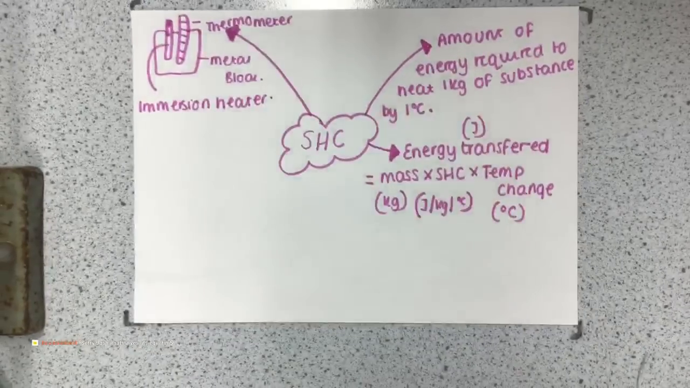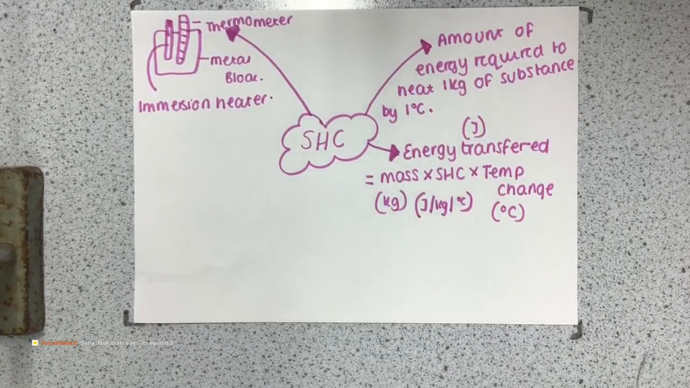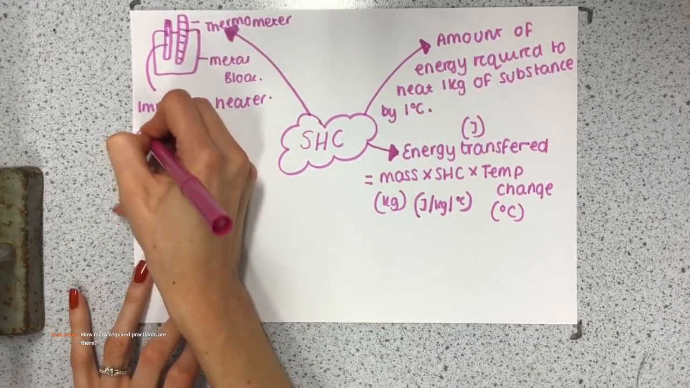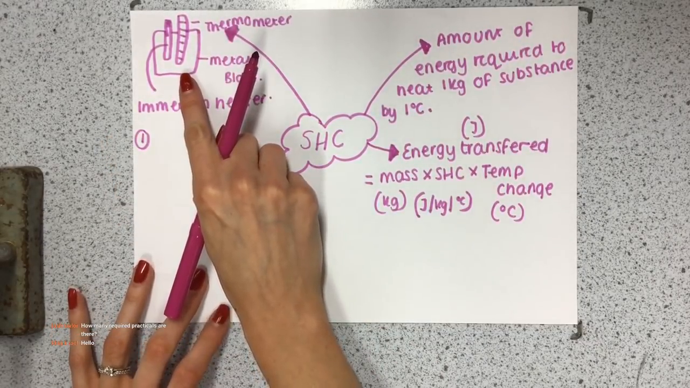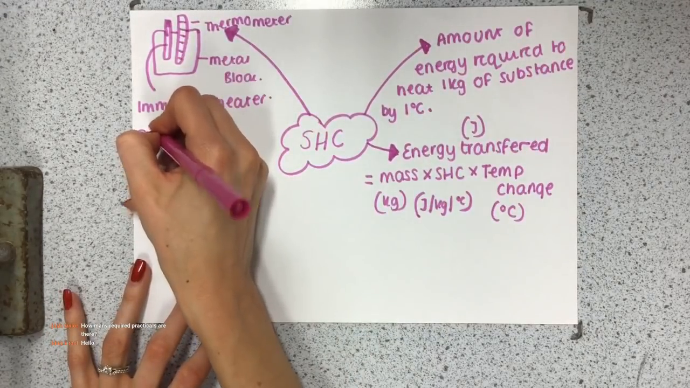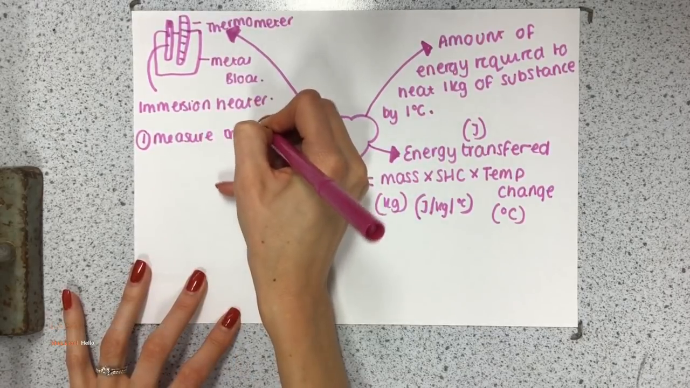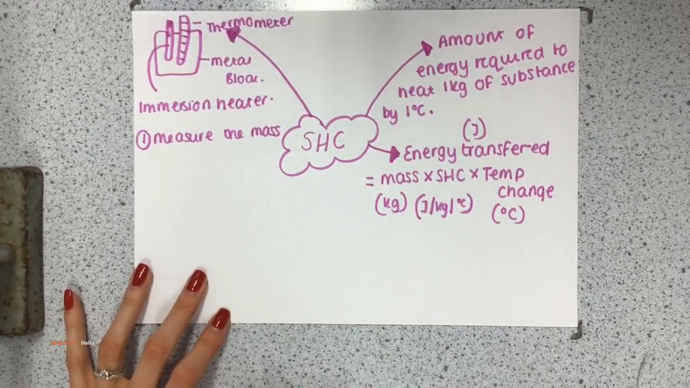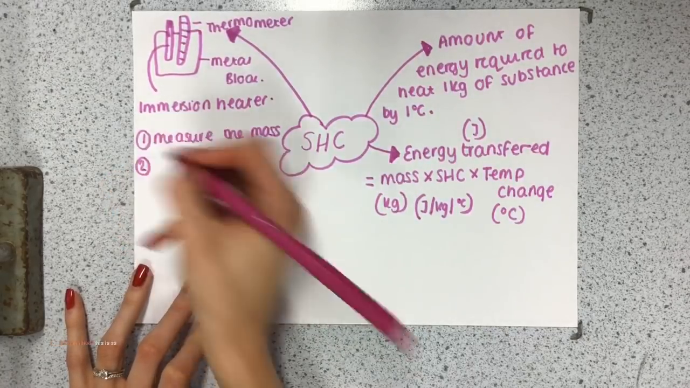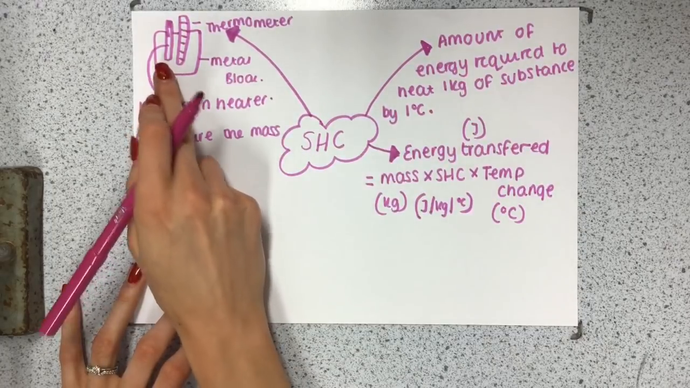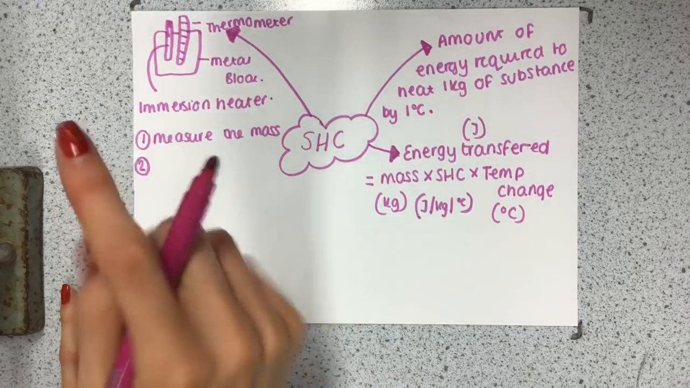Okay, so how do we use that equipment to work out the specific heat capacity? So I'll run through the method first, and then how we would use our results that we collect in the method to work that out. So the first thing we would have to do is we would have to take the mass of the metal block that we are using. Number two, we place the immersion heater into the block, so there will be a hole in there where you can put the immersion heater.